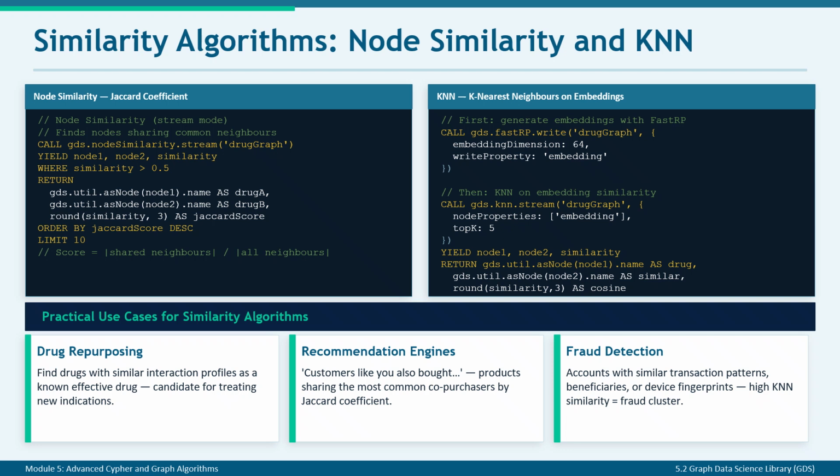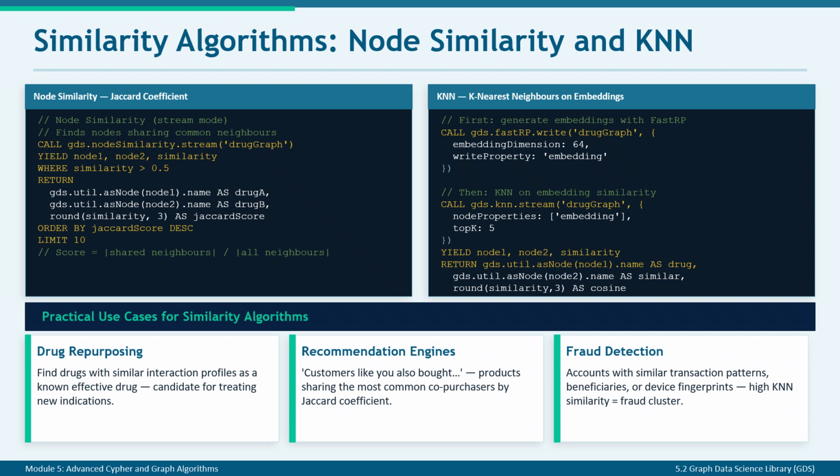Node similarity is based purely on graph structure, shared connections. KNN on embeddings captures higher-order structural similarity. Nodes that play similar roles in the graph even if they don't share direct neighbors. Both are valuable, and which to use depends on what kind of similarity is meaningful in your domain.